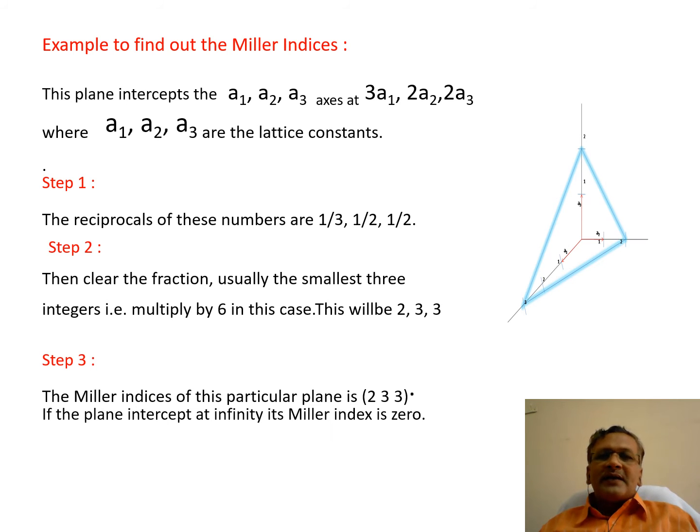Now we will write another example. Suppose this is one plane making intercepts on the three rectangular axes a1, a2, a3. Intercepts are 3a1, 2a2, 2a3. Therefore the intercepts are 3, 2, 2. Make it reciprocal: 1 by 3, 1 by 2, 1 by 2. The LCM is 6, so multiply by 6. It becomes 2, 3, 3. Therefore, putting it in brackets, (2 3 3) is the Miller indices for the intercepts 3, 2, 2.